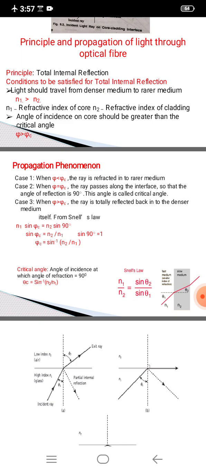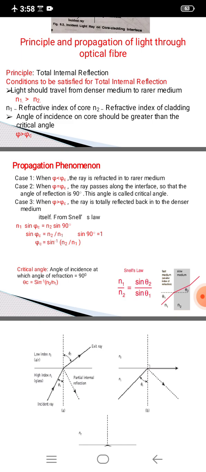So from the second case, we can derive the formula for the critical angle by applying Snell's law. So we can consider diagram B. Here the angle of incidence is phi, which is equal to phi c. Then the angle of refraction is 90 degrees. N1 is the refractive index of core and N2 is the refractive index of cladding. So from Snell's law, we can write N1 sin phi c is equal to N2 sin 90 degrees.